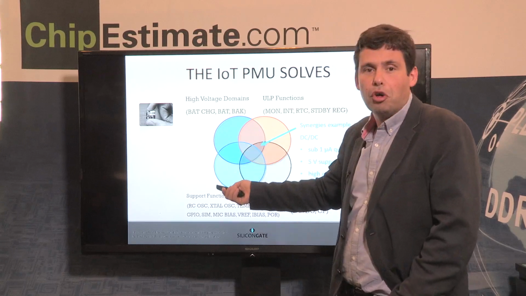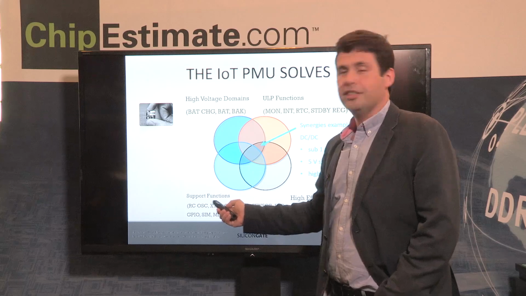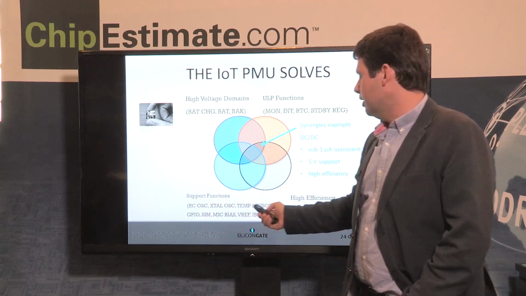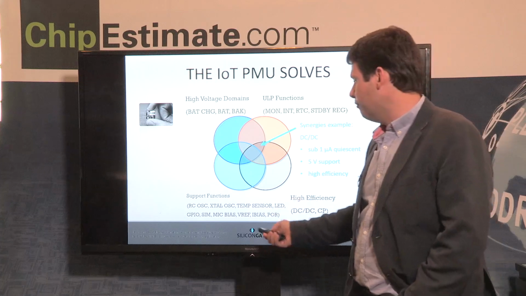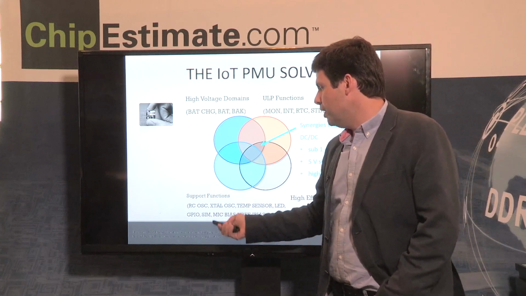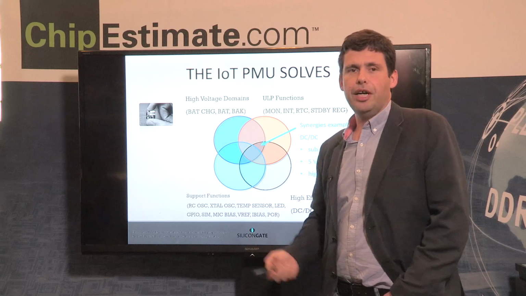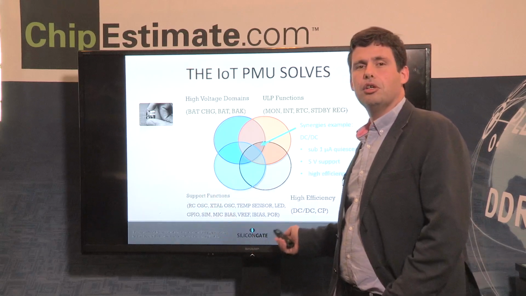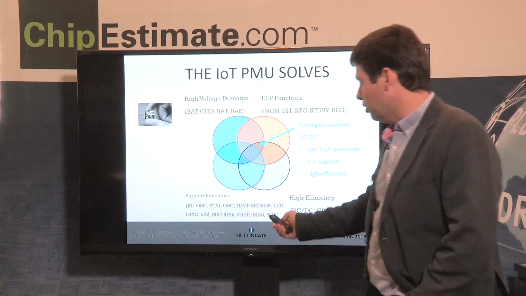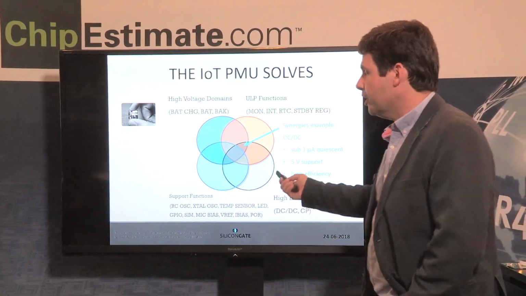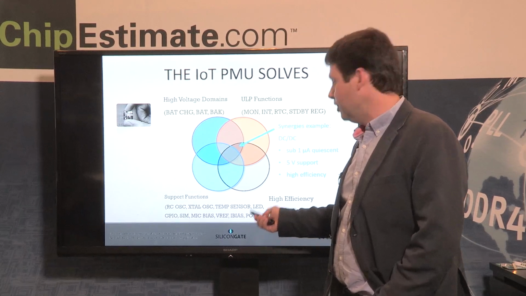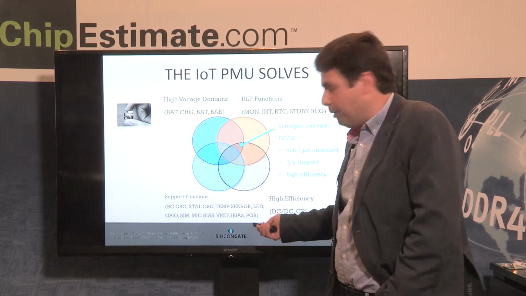And you have, of course, the support functions. Those support functions are usually oscillators, temperature sensors, LED drivers, microphone bias, SIM card interface, GPIOs, all that also goes into the support functions and goes into the PMU. And of course the power on reset, which resets your system, and it's one of the most critical IPs, because if this fails, your system will fail basically.